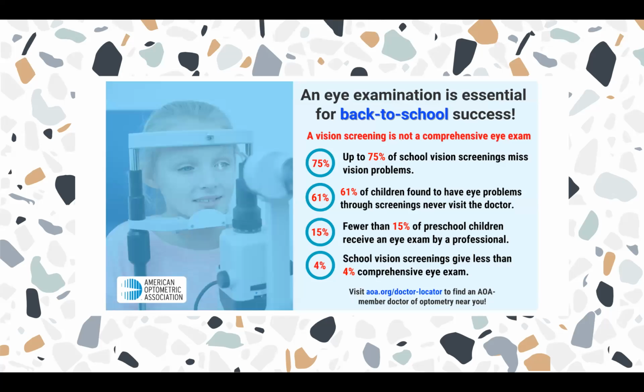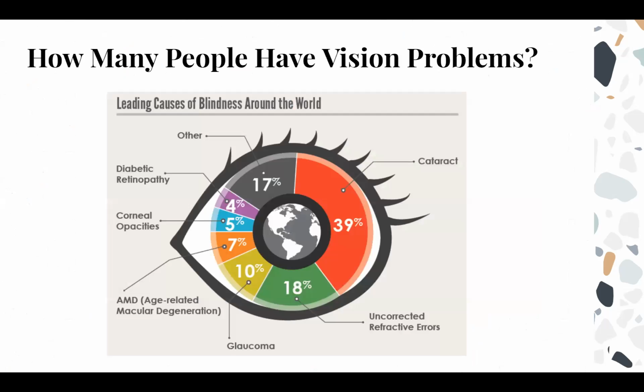Here are some statistics about vision screenings in children. One of the most important facts out of all of them is that up to 75% of school vision screenings miss vision problems. This chart shows some of the most common vision impairments in the world. The top three include cataracts at 39%, uncorrected refractive errors at 18%, and glaucoma at 10%.